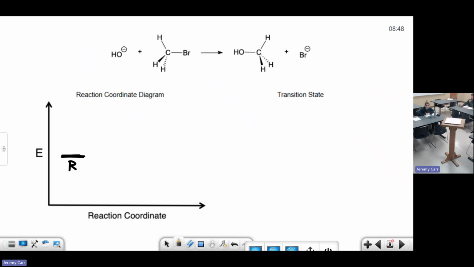What about your products? We said they were lower in energy. So where do I want to put the product line? To the right, obviously, but do I want it above the R or below? Below the R right here, right? So this line represents the total amount of energy of your products. All right, here's where the magic happens.